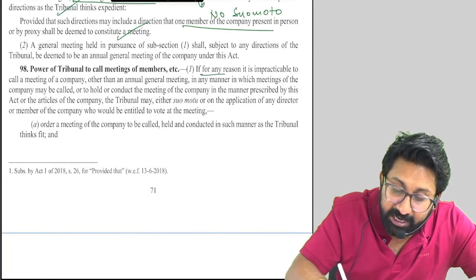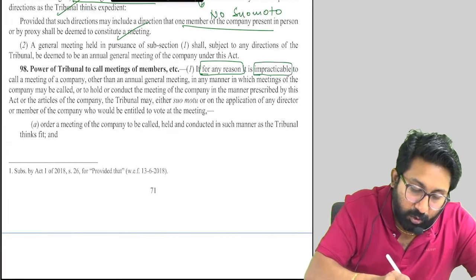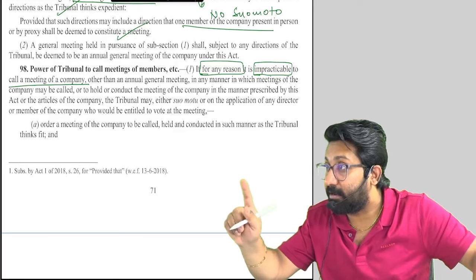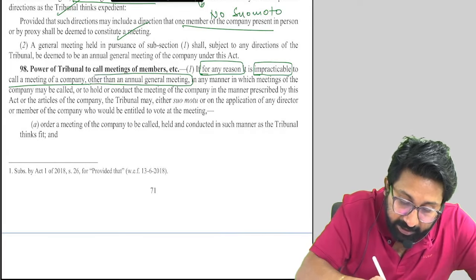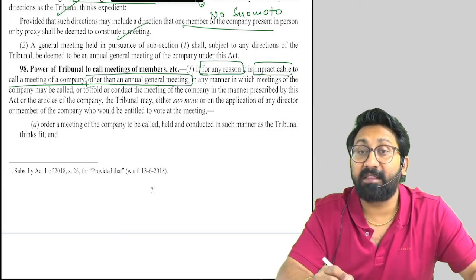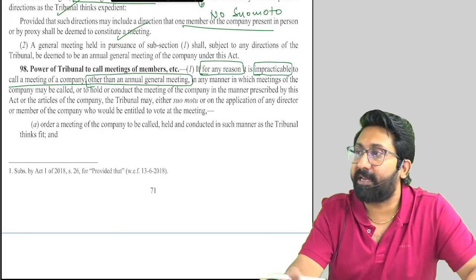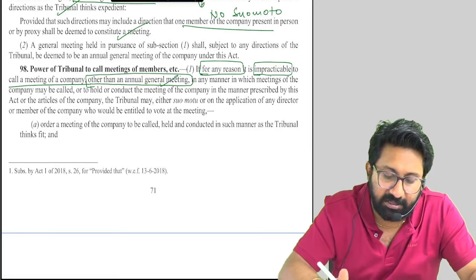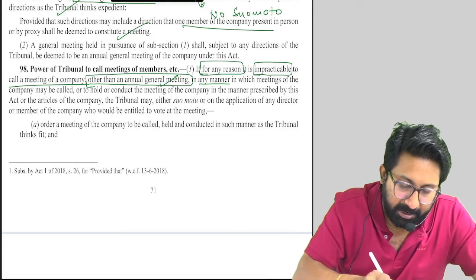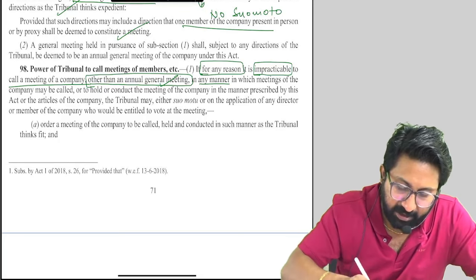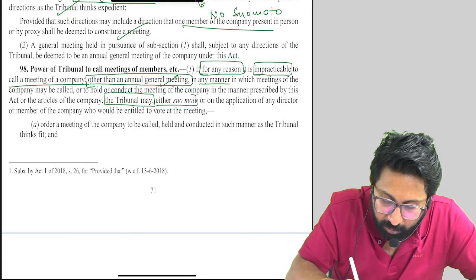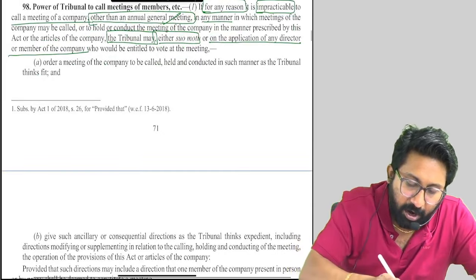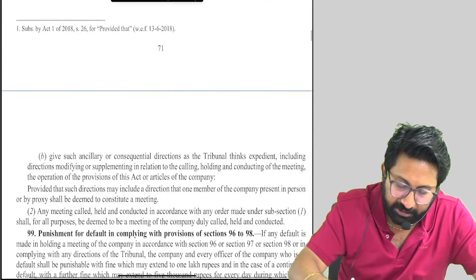See here. If for any reason it is impracticable to call a meeting of the company, and when I say meeting, it is a meeting other than annual general meeting, in any manner in which meetings of the company may be called or held, or conduct a meeting of the company in a manner prescribed by the Act or articles, tribunal may either suo motu or on application of any director or member of the company who would be entitled to vote at the meeting, order the meeting of the company to be called, held, and conducted in the manner as the tribunal directs.